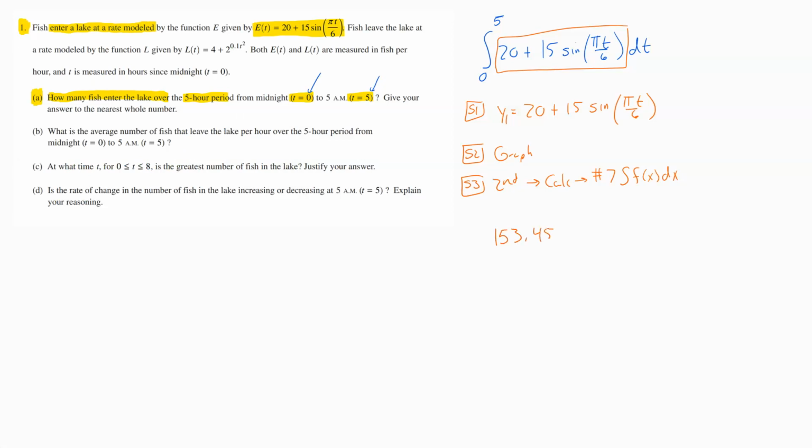So our answer is 153.45. They tell us specifically to give your answer to the nearest whole number, so we would want to round that down. So we would say this is going to be 153 total fish from midnight to 5 a.m. And that's going to get us 2 points. We're going to earn 1 point for getting our integral set up properly, and 1 point for getting the right answer.